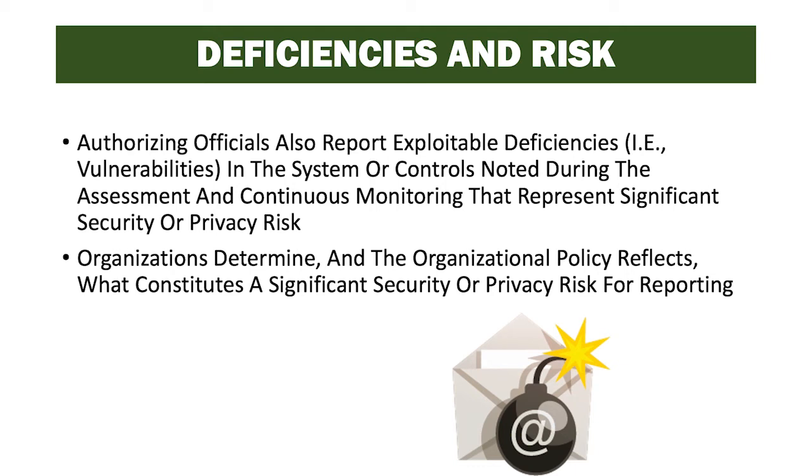Authorizing officials also report exploitable deficiencies, including things like vulnerabilities, in the system or controls noted during the assessment and continuous monitoring that represent significant security or privacy risks. Organizations determine, and the organizational policy reflects, what constitutes a significant security or privacy risk for reporting. So if there's something that is wrong with the system that is serious, that there's serious vulnerabilities and problems with the system or common control set, that needs to be reported to these organizational officials.